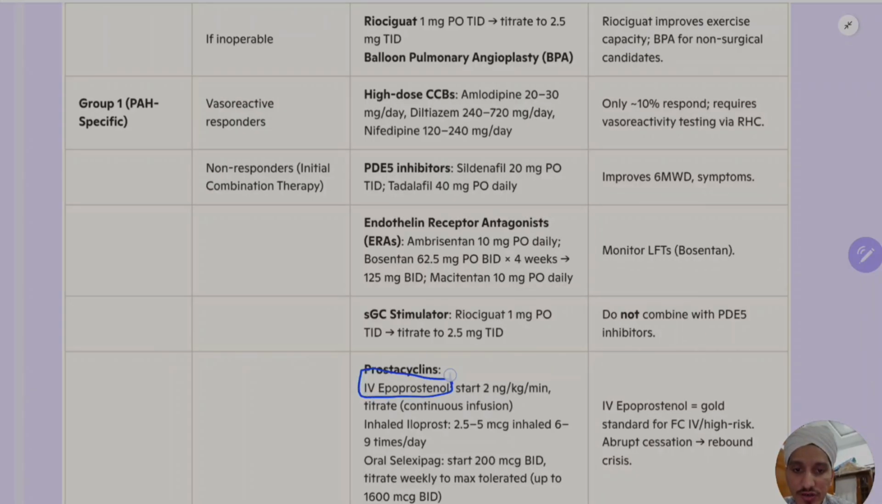IV is epoprostenol, inhaled is iloprost, oral is Selexipag. Start with 200 microgram twice daily, titrate weekly to the maximum tolerated dose of 1600 microgram BD. Okay, you should not discontinue abruptly.